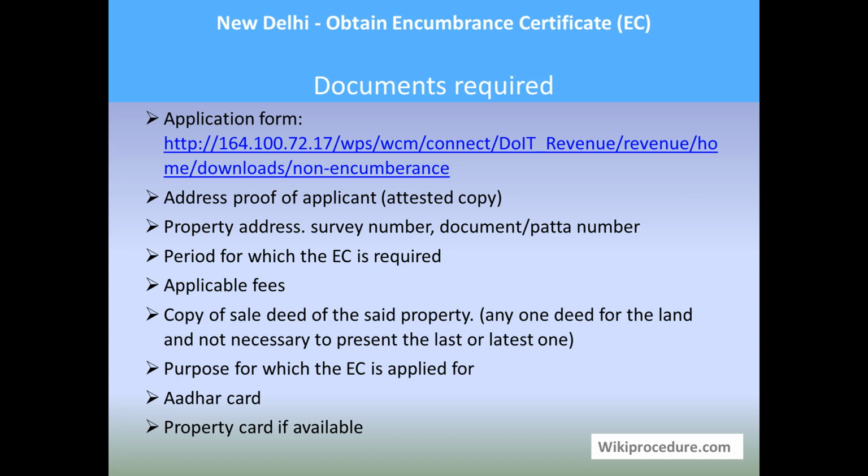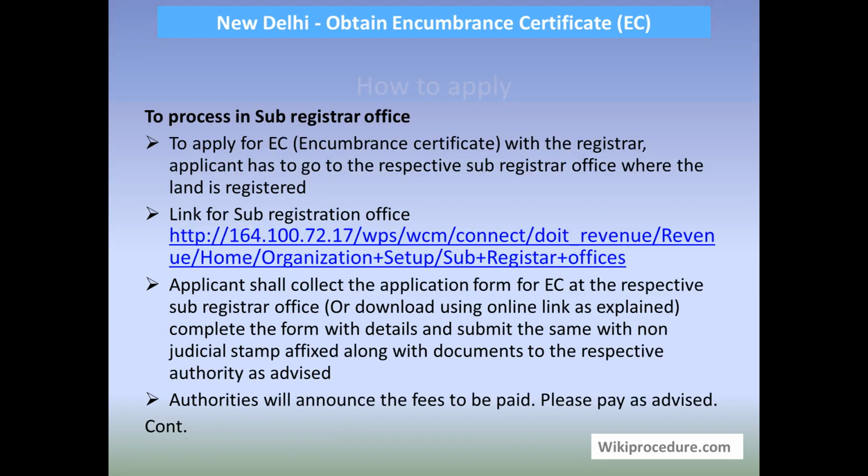Period for which the EC is required, the duration. Applicable fee. Copy of the sale deed of the said property; any one of the deeds for the land is enough, and it is not necessary to present the last or the latest one. Purpose for which the EC is applied for, Aadhaar card, property card if available. Apart from these documents, if the authority requires any additional information or document, the applicant has to provide the same for processing.